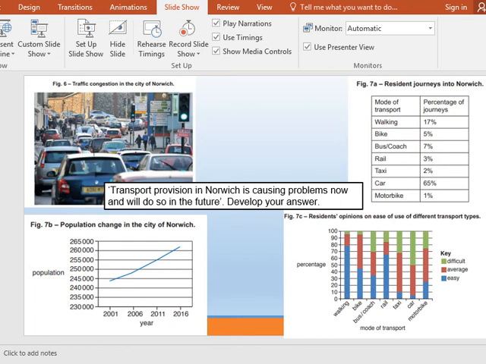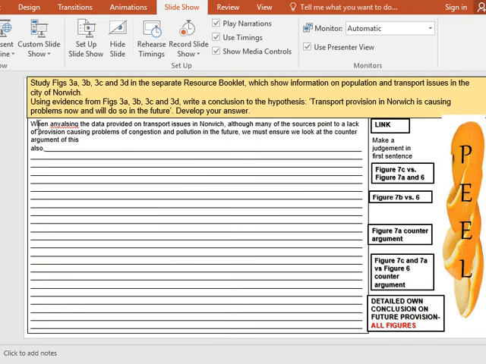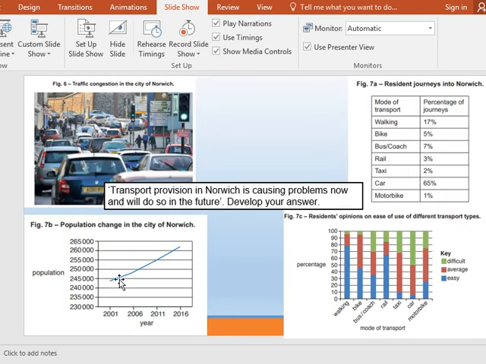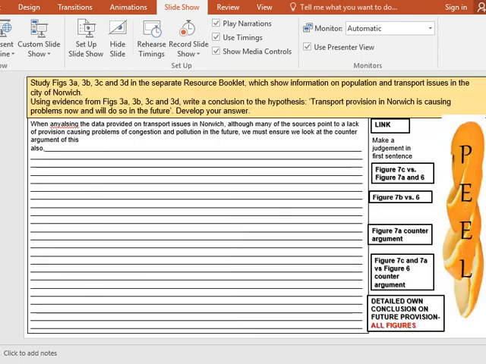Now, coming down to what we would start our answer off with, when analysing the data provided on transport issues in Norwich, although many of the sources point to a lack of provision causing problems of congestion and pollution in the future, we must ensure we look at the counter-argument, which is that things could become more sustainable in the future with a growing population. Residents typically think that it's easier to use, and currently 32% of the population are using sustainable modes of transport. So plenty of information for us to go on there.